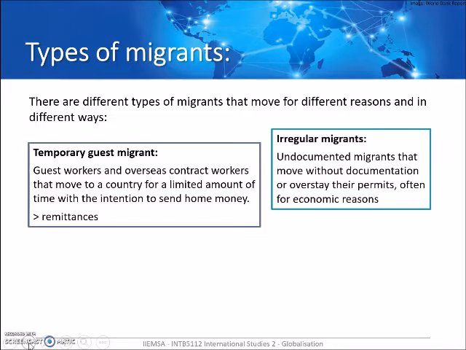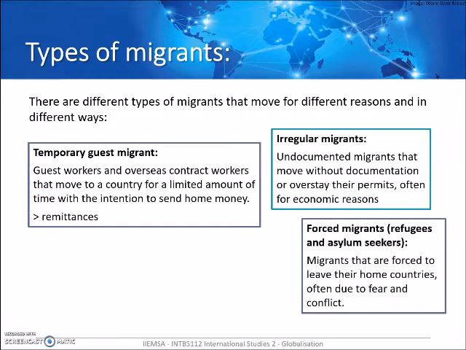We have irregular migrants. These are undocumented migrants. It's what is usually in the news. These are migrants that either travel without permits, so they cross borders illegally, or migrants that overstay their permits. They might have a permit as a temporary guest migrant and then overstay it. Usually they migrate for economic reasons, because the situation in their home countries is just too difficult and they feel they have more chances at a better life in another country.